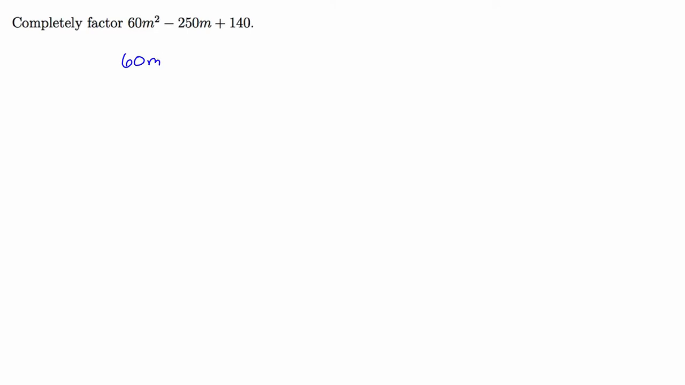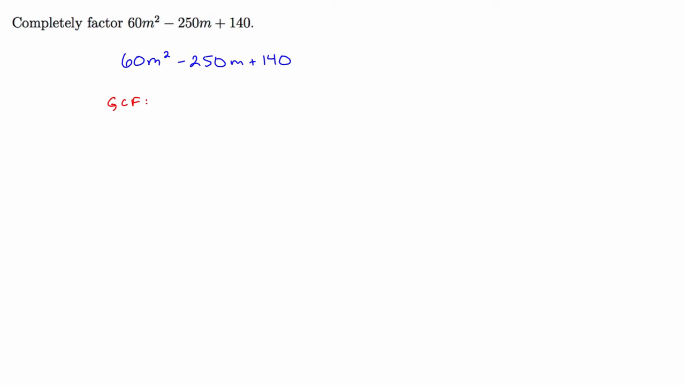In this video, we will completely factor 60m squared minus 250m plus 140. The first step in factoring any polynomial is to look for and factor out the greatest common factor.